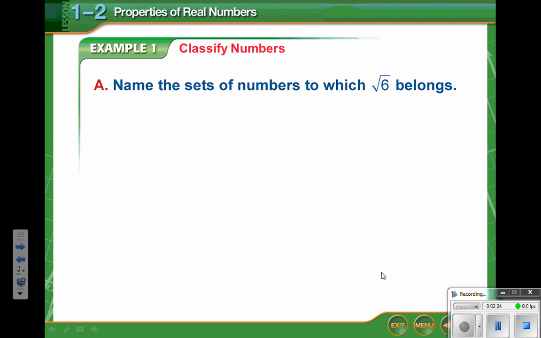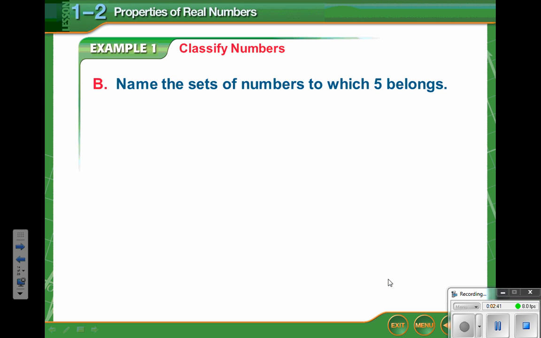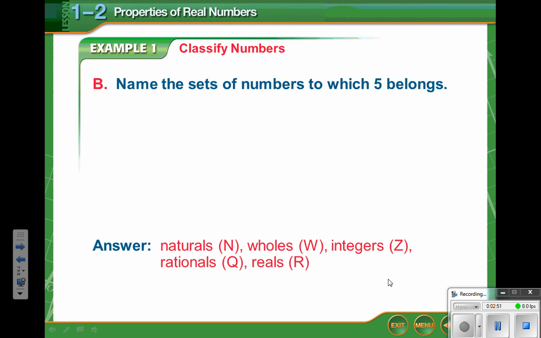So let's try this first one. Name the sets of numbers to which the square root of 6 belongs. Now it might be helpful if you looked on page 11 in your textbook. The square root of 6 is irrational, which means it's also real. So you would list irrational and real. Name the sets of numbers to which 5 belongs. Well, that's a counting number or a natural number. So because it's a natural number, it's also whole, integer, rational, and real. So it's all of those.